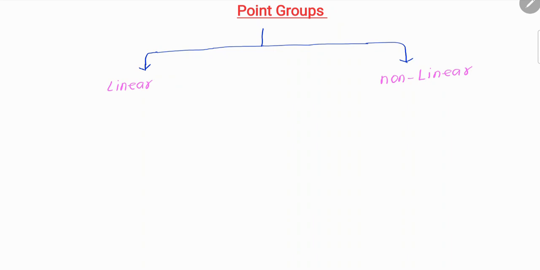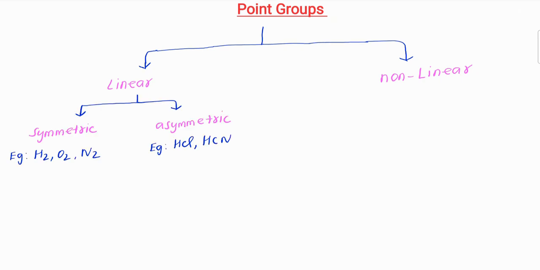In this video, I am going to discuss the point group shortcuts. There are only 3 steps to identify any point group. Initially, we will split into linear and non-linear molecule. And the linear molecule is just divided into 2 types. Further, linear molecule is divided into symmetric and asymmetric.